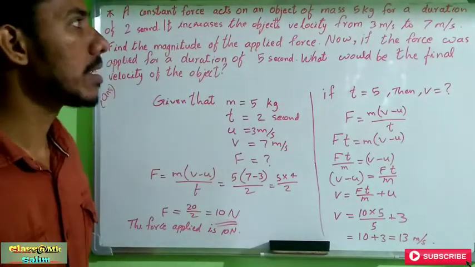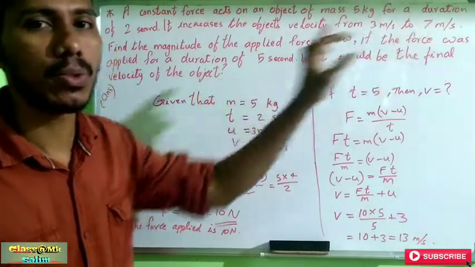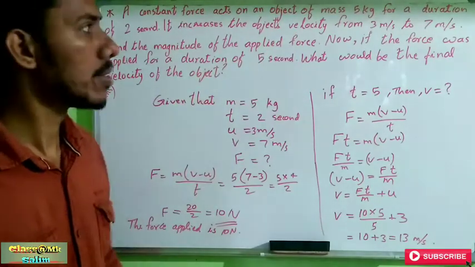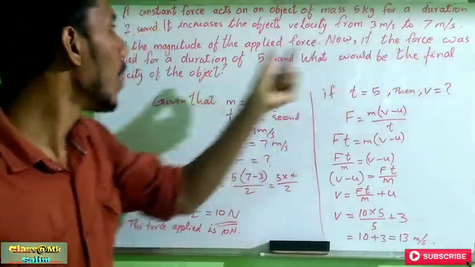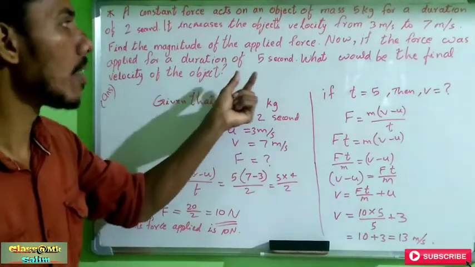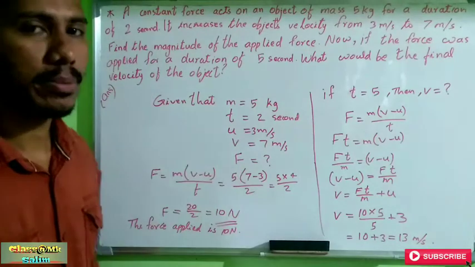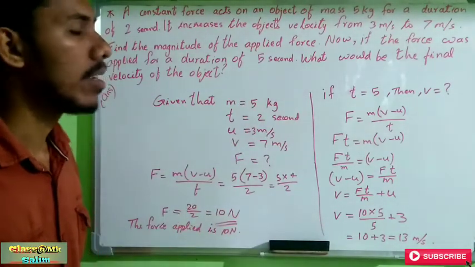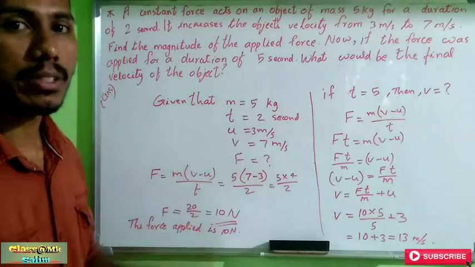It increases the object's velocity from 3 meter per second to 7 meter per second. Find the magnitude of applied force. Now, if the force was applied for a duration of 5 seconds, then what would be the final velocity of that object? It is the question.